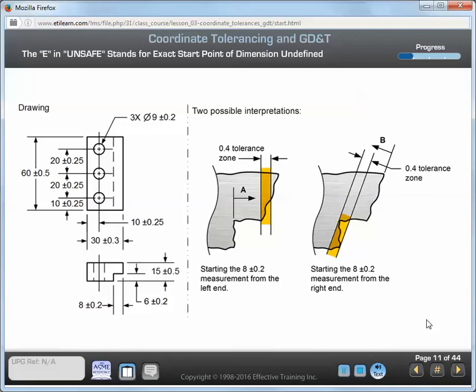Exact start point of dimension undefined. A coordinate tolerance uses a double-ended dimension line. It does not indicate which end of the dimension is the start point and which is the end point. There are many instances where measuring from one surface or the other results in different measurements. Measuring from one surface or the other also affects the orientation of the measurement, which can make a difference as to whether or not a dimension is within the drawing specification.